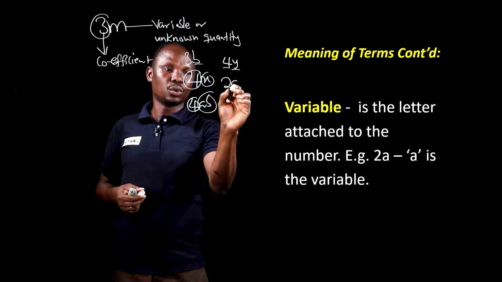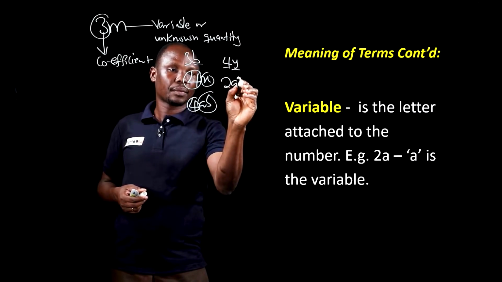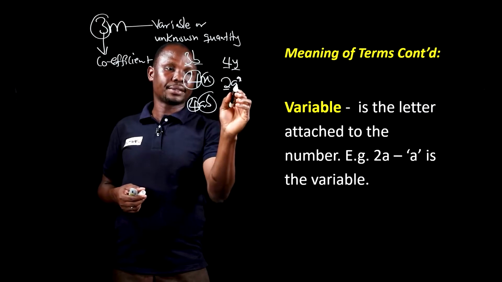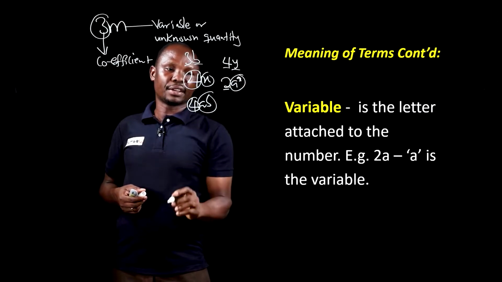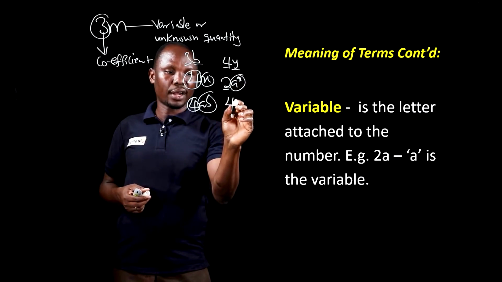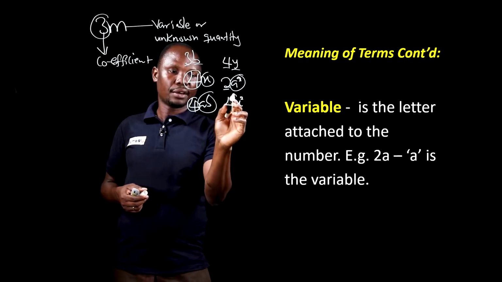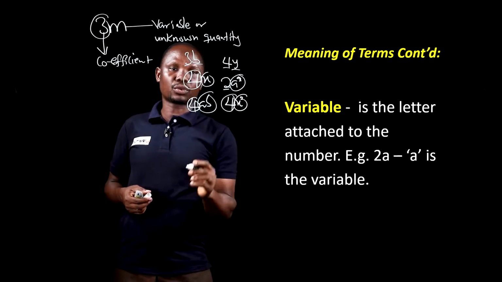If you have 2a squared, the 2 is a coefficient and the a squared is a variable. If you have 4x squared, the 4 is a coefficient, the x squared is a variable.